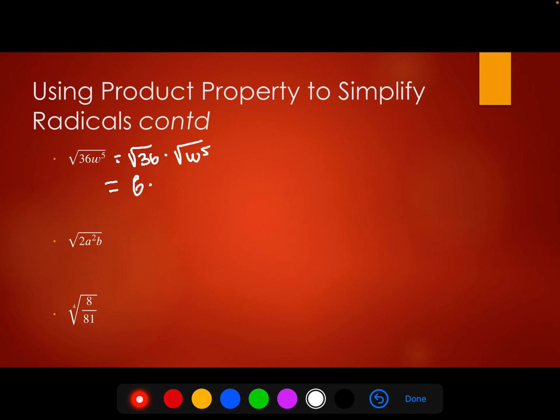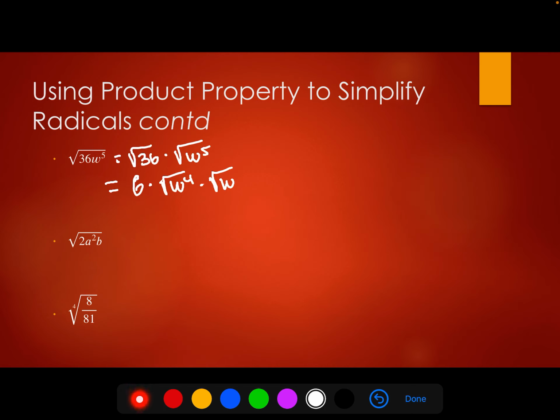Now we take a look at this square root of w to the 5th. Just like we do with a regular number, we want to rewrite w to the 5th as two factors, with one being its largest perfect square factor. So the largest perfect square factor of w to the 5th power is w to the 4th power. So we can rewrite that as the square root of w to the 4th times the square root of w. Right? Because if we multiplied these two back together, we would end up right back at w to the 5th. So we can break that down to w to the 4th times w.